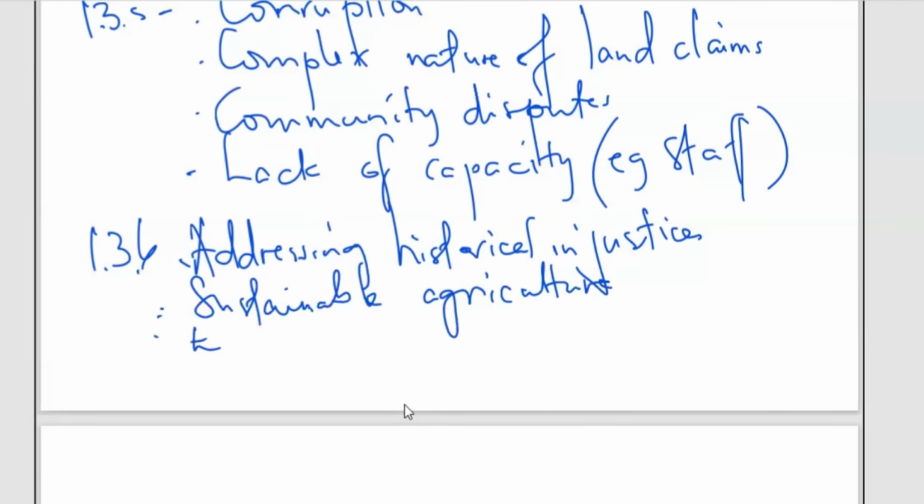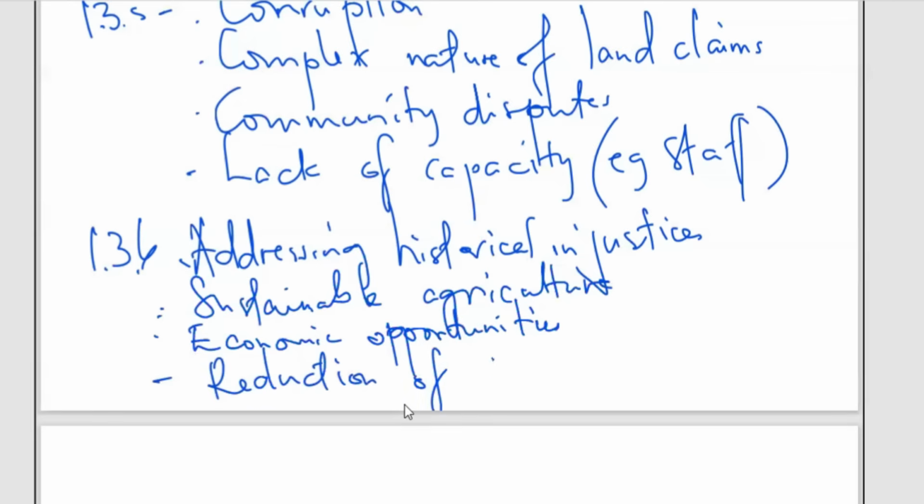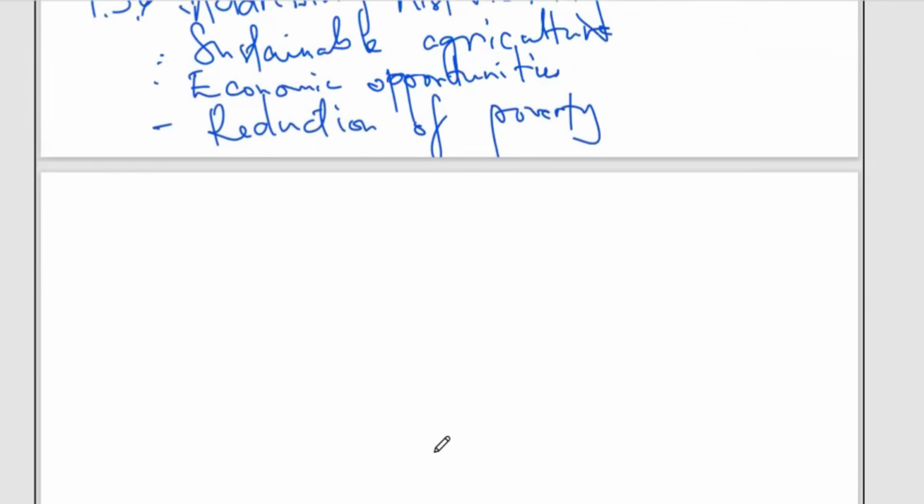And also we can talk of economic opportunities. With land reform, it has created jobs for people in different sectors, in agriculture directly and in other related industries to agriculture. So economic opportunities are also made available. And you can also talk of a reduction of poverty in the rural areas. The living standards of people are gradually improving because of having access to land. So we can also argue along those lines.